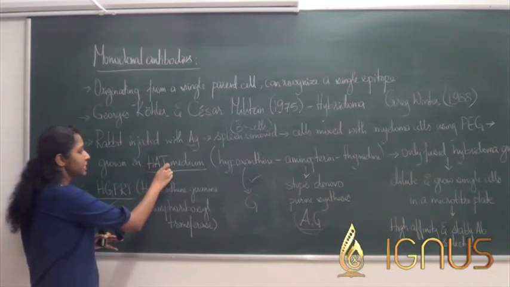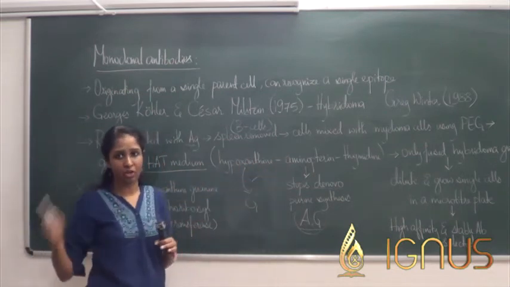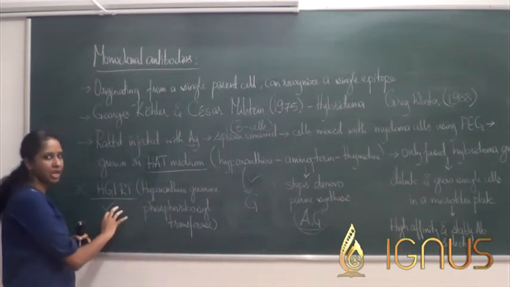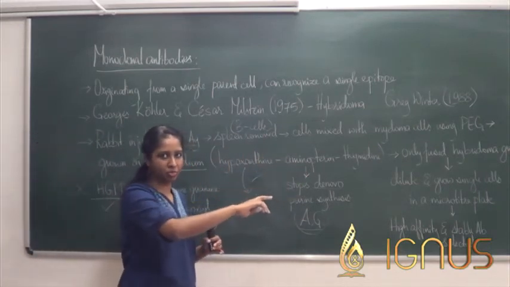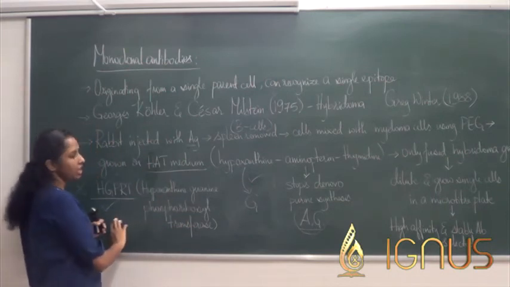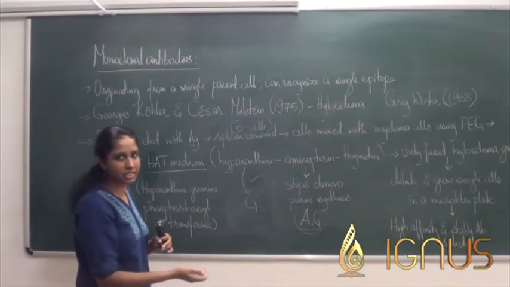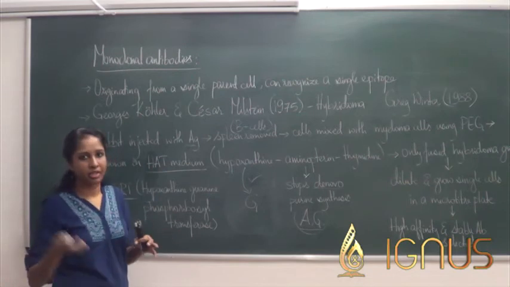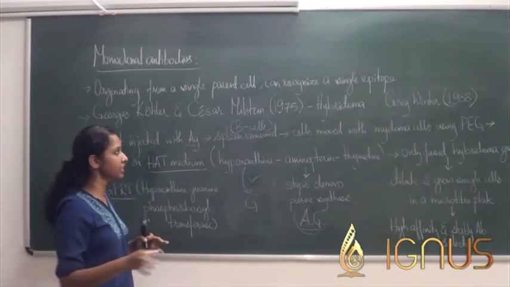So the HAT medium is a selective medium in this way: if there is a single myeloma cell, it is going to die off because it does not have the HGPRT gene. Only if B cells are fused with myeloma cells can they grow, because B cells have the HGPRT gene activity, and then you have purines being synthesized because of the HGPRT gene activity, and you will have DNA and RNA being synthesized and the cell will grow. So that is how selection occurs.